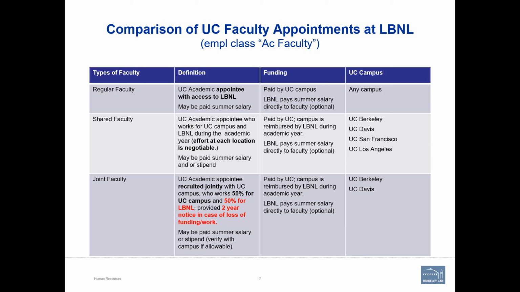The joint faculty, in big red, 50% is what we would be providing if there was any kind of loss of funding. So the joint faculty, again, is jointly recruited. 50% you cannot change. 50% of salary is what we pay. If we do want to change it, we do have to make a justification, and there is a process for that. And they may or may not choose summer salary or a stipend. So again, verify with the campus if it's allowable or not.